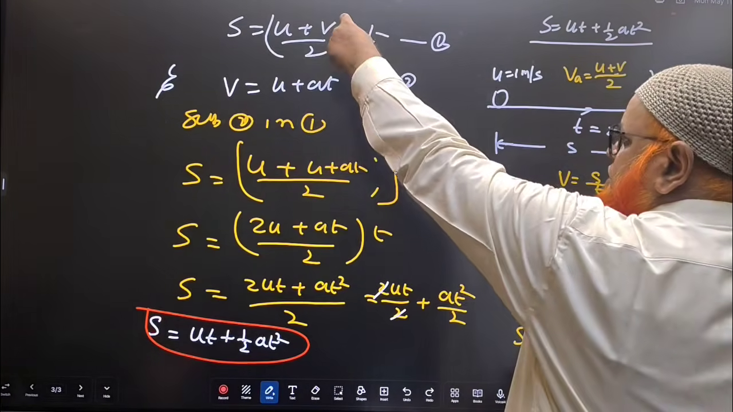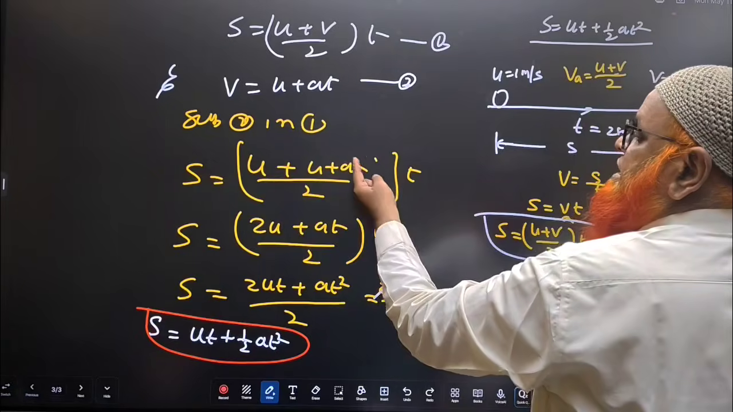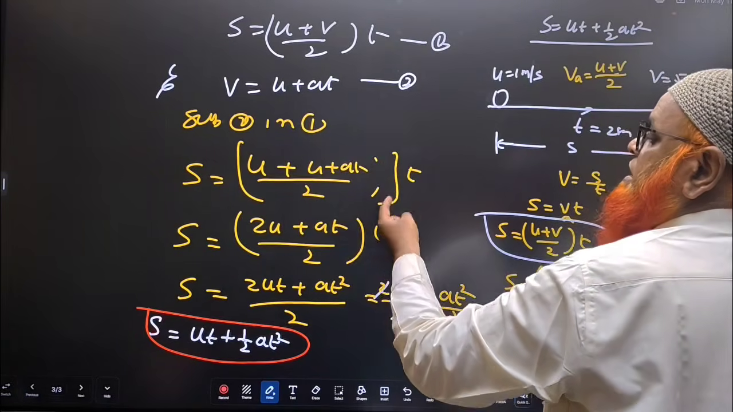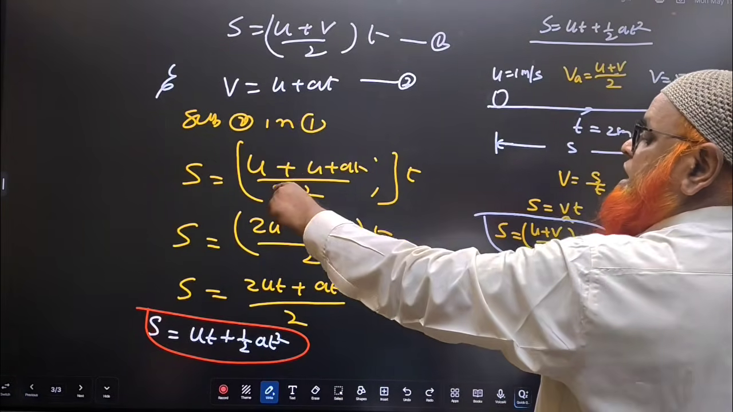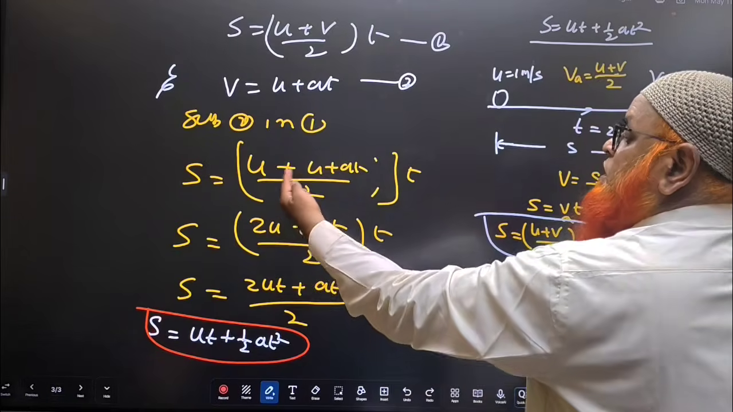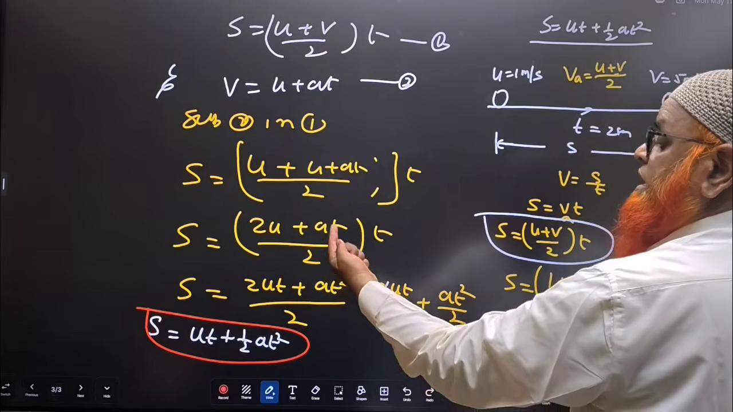So take this V, keep it here. V is nothing but U plus AT. U plus U is 2U, and AT by 2. So send this 2 inside, T also inside. It is going to be U plus U is 2U, 2UT plus AT into T square.